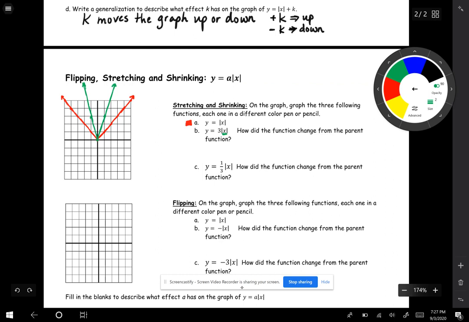Right? And how did that compare to the parent function? Well, it has been stretched thinner vertically. So remember, vertical's up and down. So it has stretched thinner vertically and it's steeper.